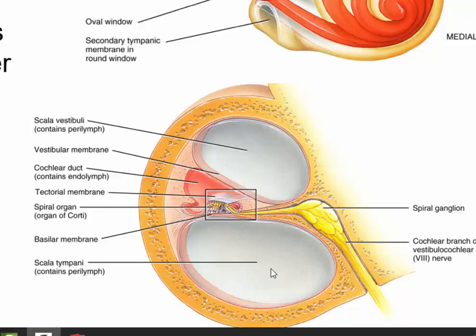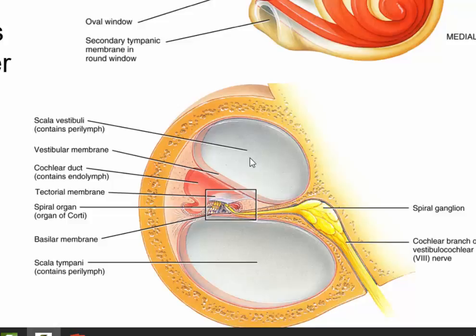The partitions that separate the 3 channels are shaped like the letter Y. This would be the stem of the Y, here's one of the arms of the Y, and here's the other arm. That gives you the 3 channels. The one in the center, which would be the center of this Y, is the cochlear duct, and it contains a fluid called endolymph. Within this cochlear duct, there are tiny hair cells, and when the hairs bend, it sends action potentials to let the brain know what specific tone or frequency you're listening to.